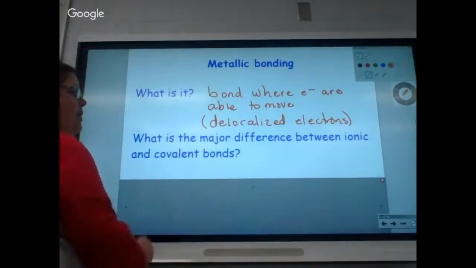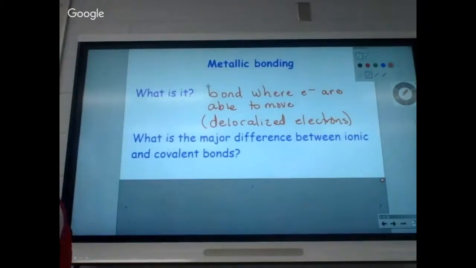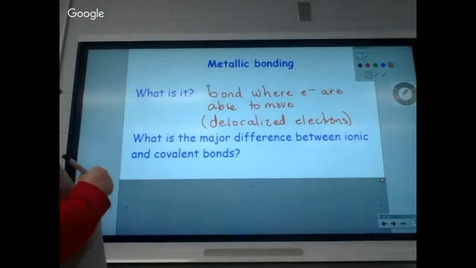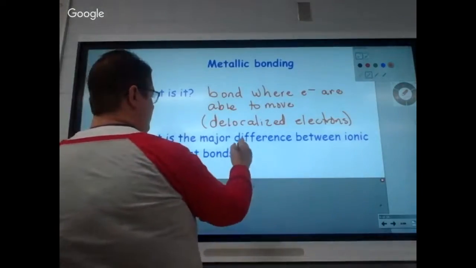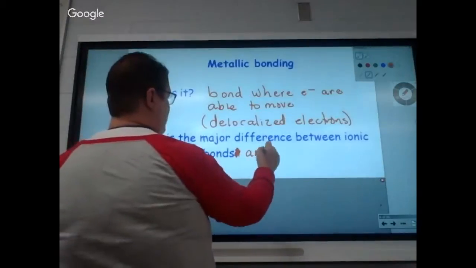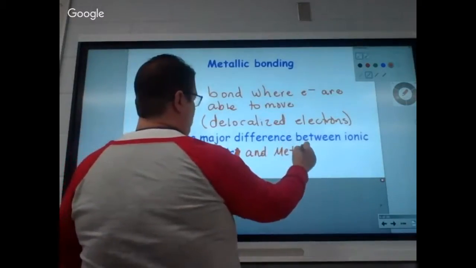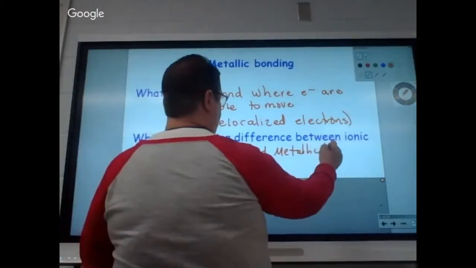Now, what is the major difference between ionic and covalent bonds? And that should say and metallic bonds, okay? The major difference between ionic, covalent, let me get rid of that, and metallic bonds.